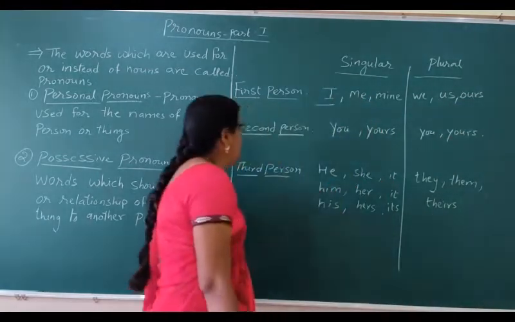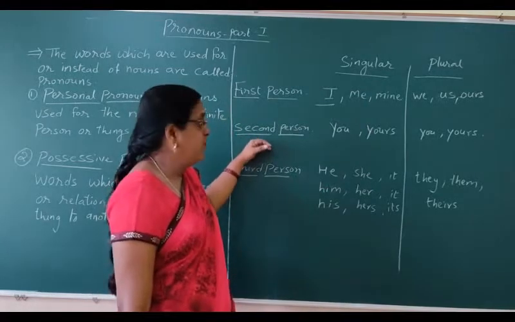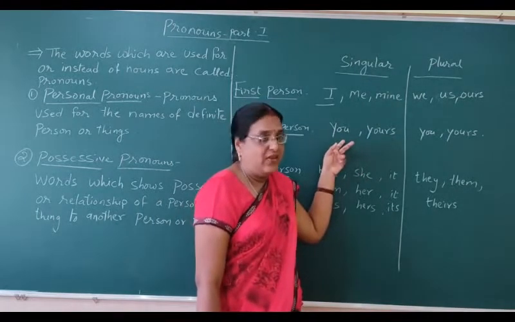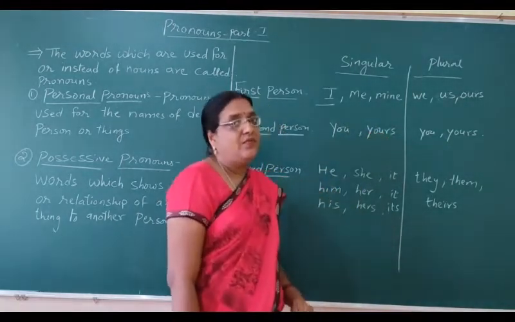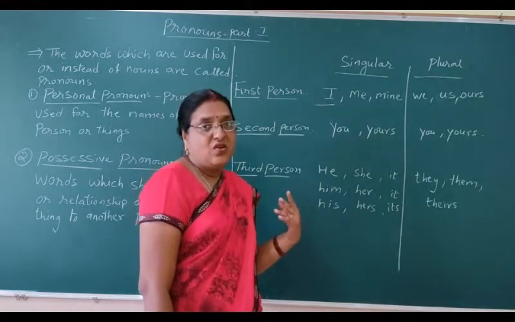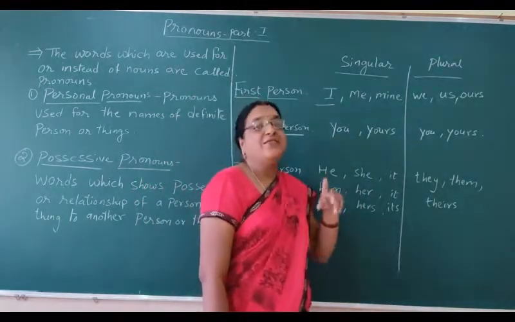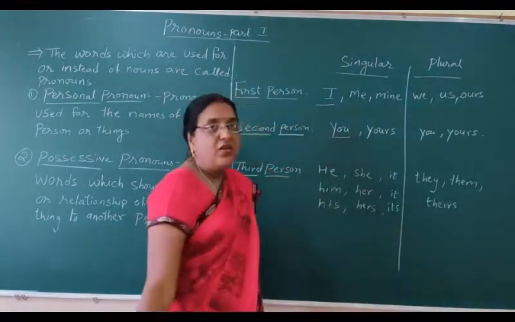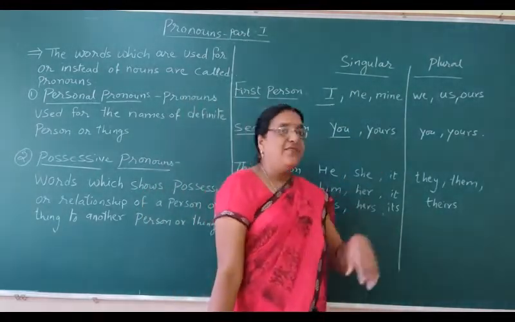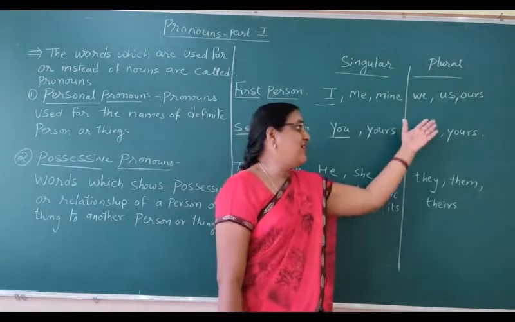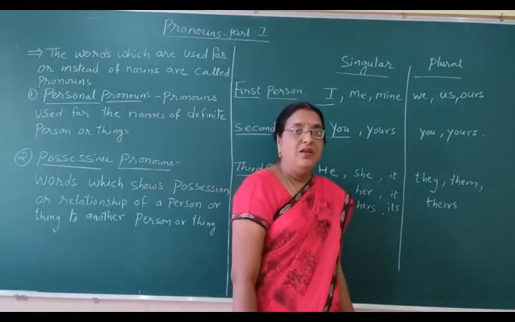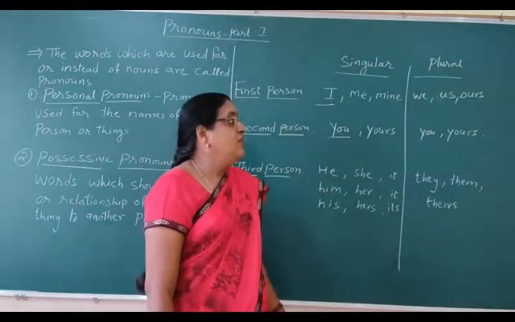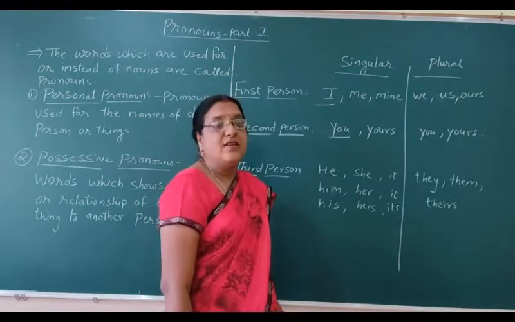Is it clear? Now come on to the second person. You is the subjective case. And this pen is yours. In the subjective case as well as in the objective case, what comes? You comes. And in the possessive case, yours. Similar is the case if we are talking about the second person plural. You is the subjective as well as the objective case and yours is the possessive case.